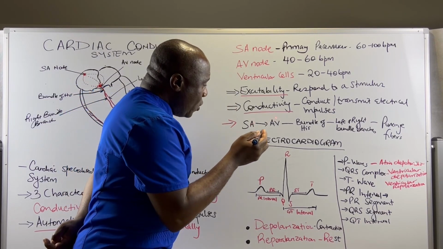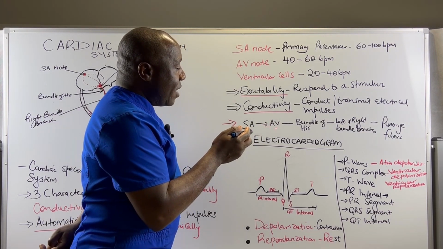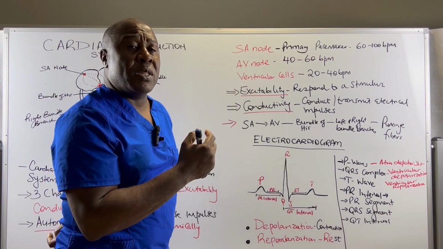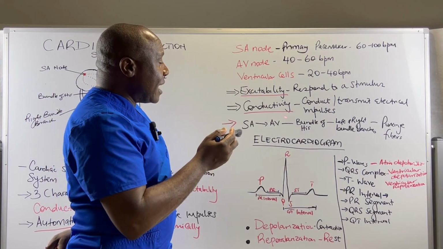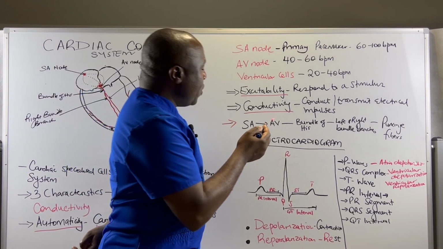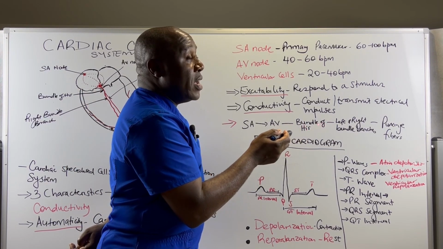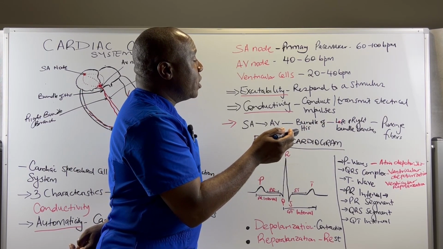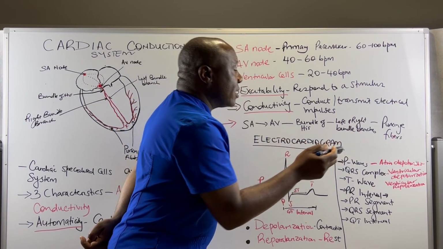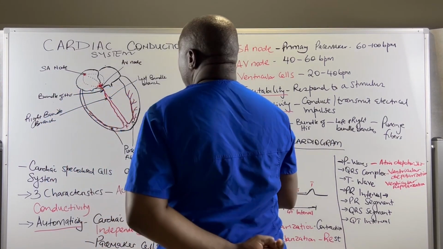At the AV node, the electrical impulses are delayed. This delay is to enable the ventricles to fill up completely with blood before they fire. So there is a slight delay of the electrical impulses at the AV node. From the AV node, they travel to the bundle of His. Then from the bundle of His, the electrical impulses travel to the left and right bundle branches before coming to the Purkinje fibers. And at that point, the ventricles are able to contract and pump blood.